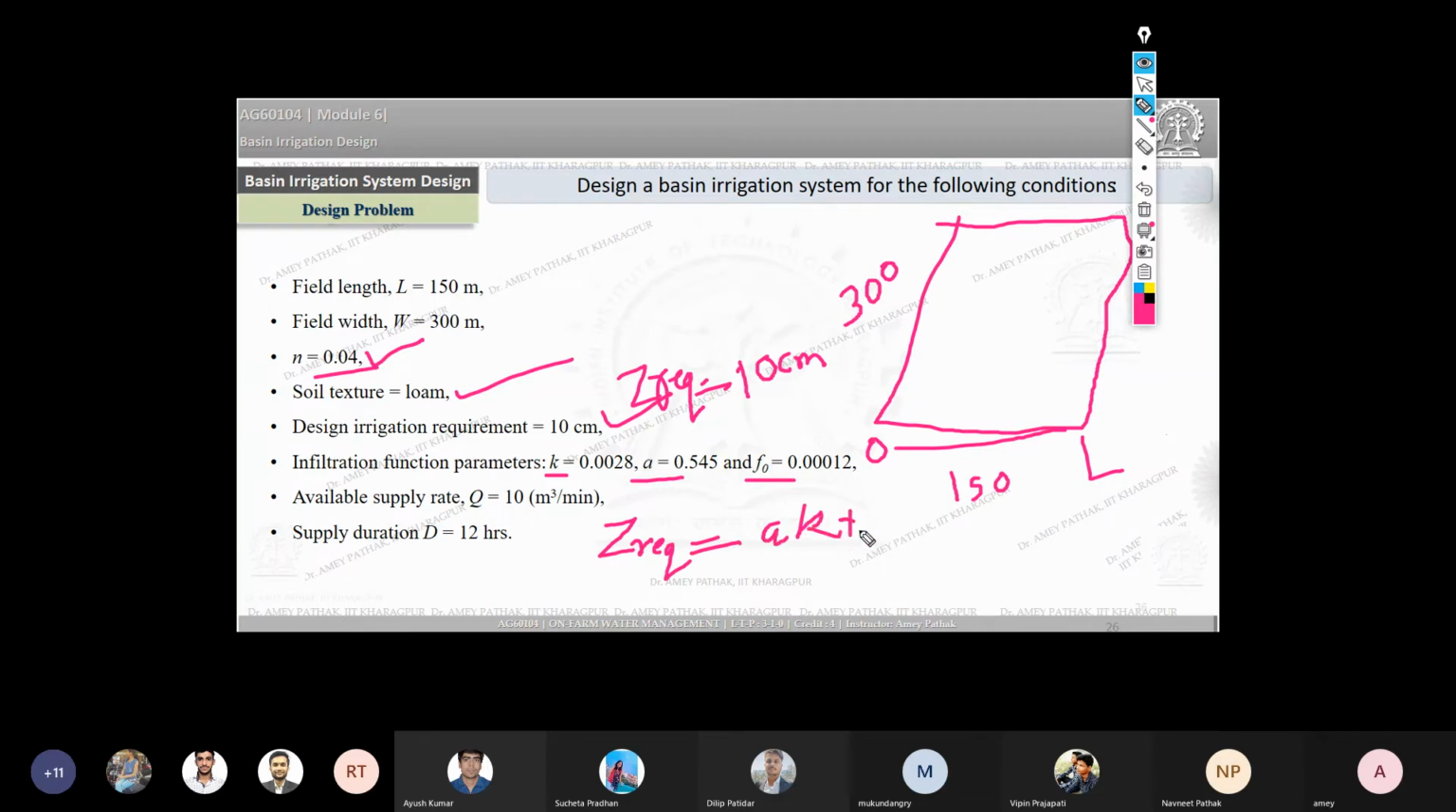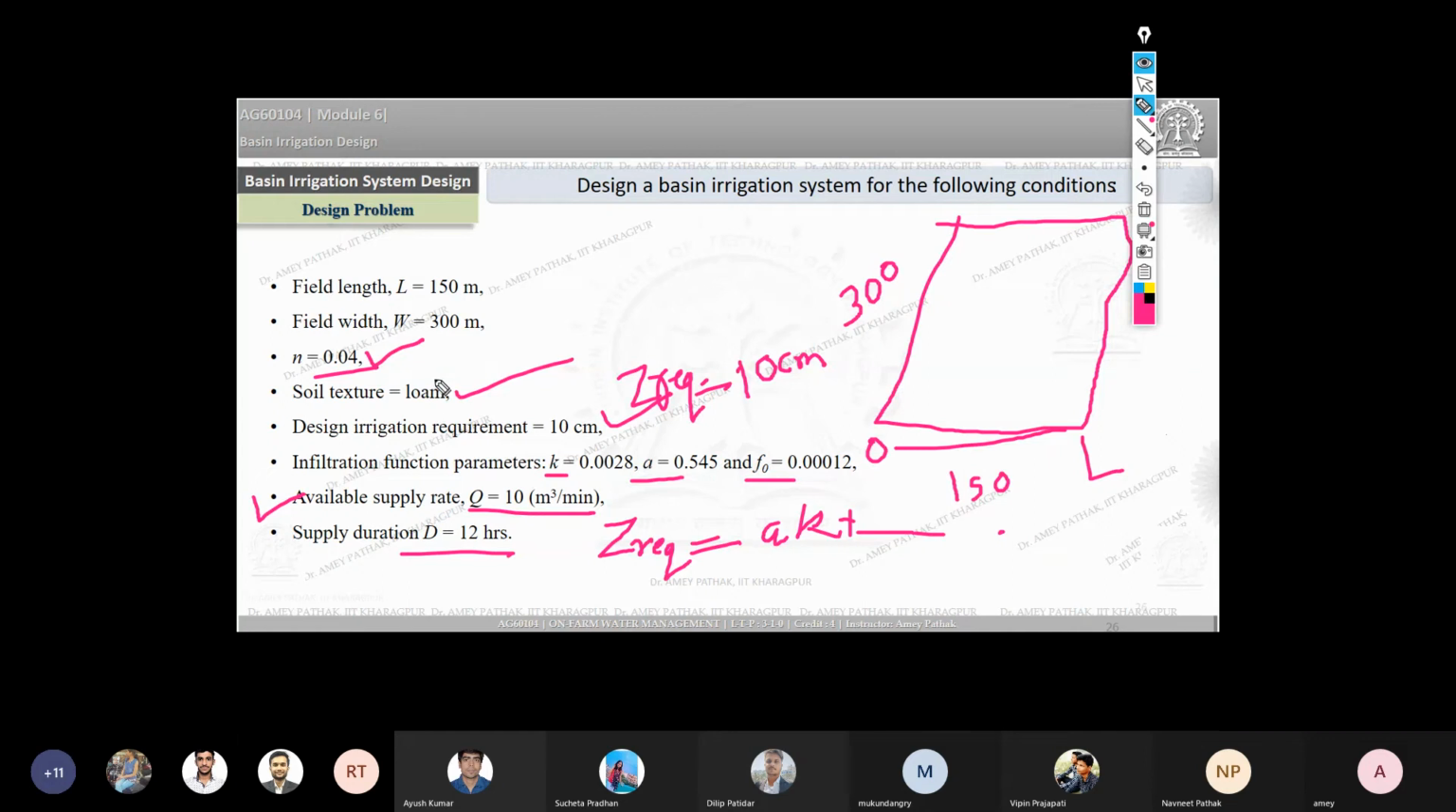AK plus so on. Okay. Then available supply rate, which is given. So this is the supply which is available to us, 10 meter cube per minute. We cannot design randomly for any value of Q. Okay, so this is a Q which is given to us. And supply duration. So this much supply which is available to us with this much rate for 12 hours. We have only 12 hours. So within 12 hours, our entire field should get irrigated. That is our requirement. So this is our constraint, and based on this constraint, we have to design.